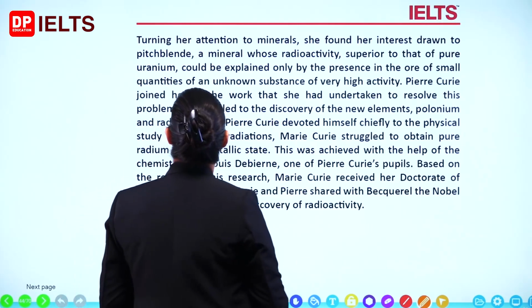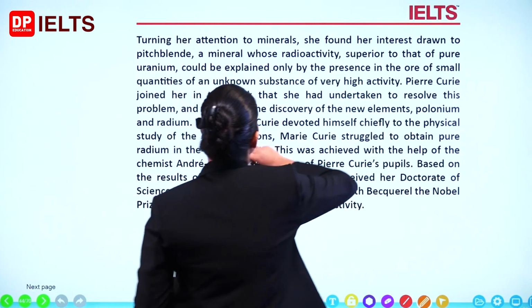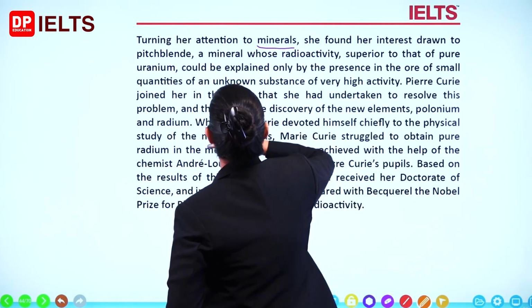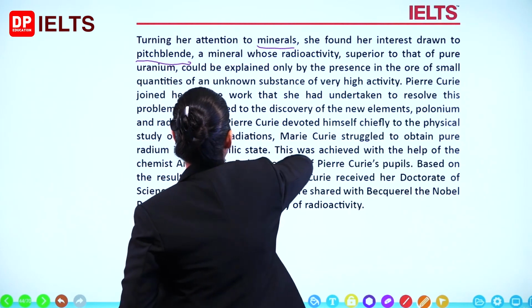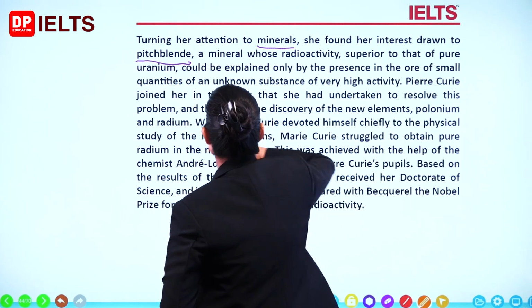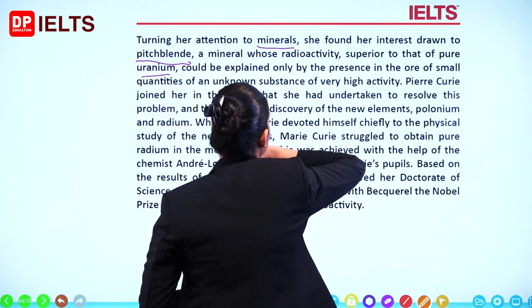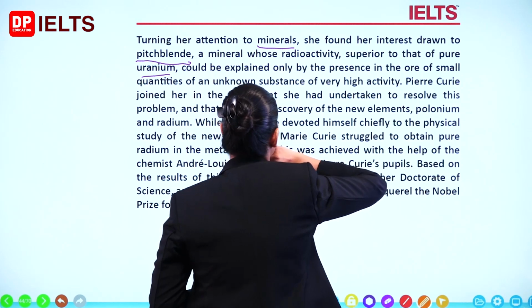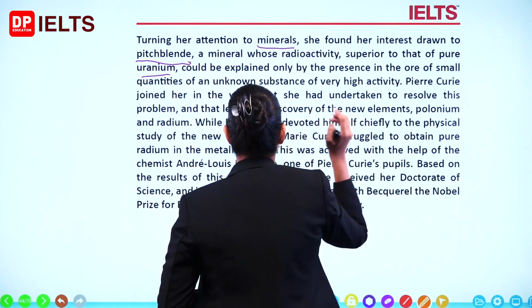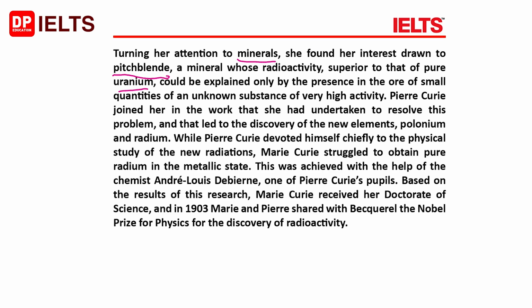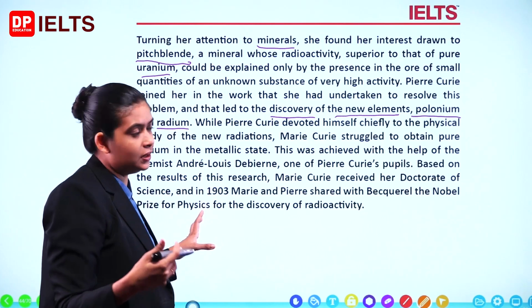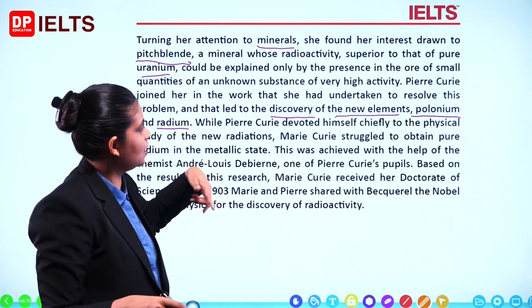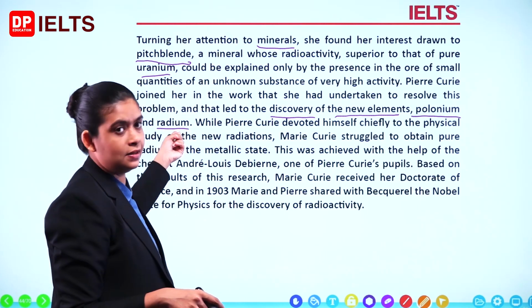So let's see. Turning her attention to minerals, she found her interest drawn to pitchblende, a mineral whose radioactivity, superior to that of pure uranium, could be explained, right? Pierre Curie joined her in the work that she had undertaken to resolve this problem, and later this led to the discovery of the 2 elements polonium and radium. So they were looking at this pitchblende, and that later, with the help of her husband, led into the discovery of 2 new elements, polonium and radium.